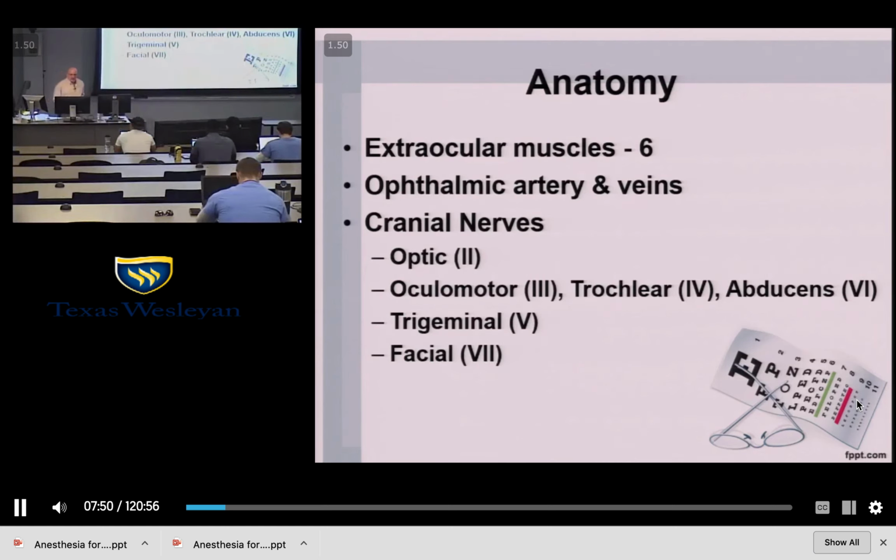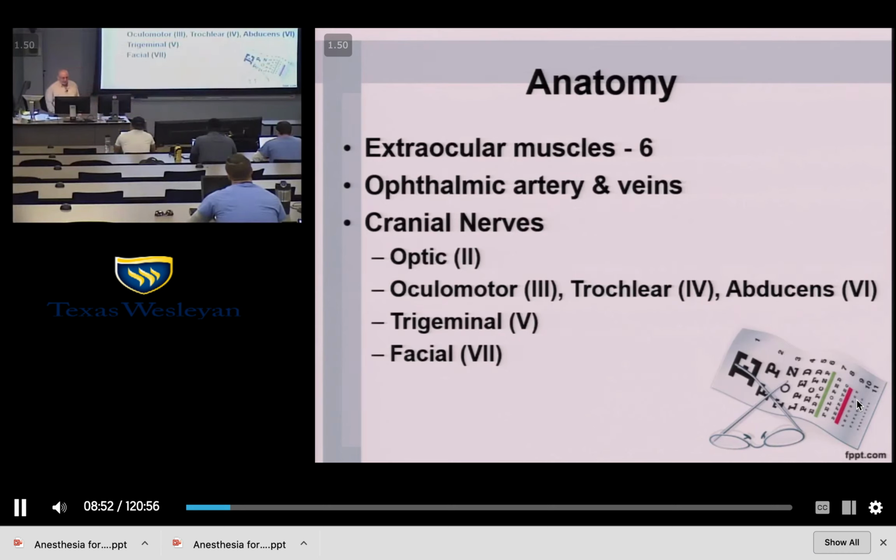The ophthalmic veins drain right into the cavernous sinus to carry blood away. Obviously, you know what the optic nerve does. It provides neural signals from the retina. The oculomotor, trochlear, and abducens cranial nerves control extraocular muscle movement. The trigeminal nerve, the 5th cranial nerve, provides touch and pain sensation. The facial nerve provides motor innervation to the orbicularis oculi muscle. If the facial nerve is blocked, the patient cannot blink, and therefore cannot squeeze their eyes shut. All right? So the patient can't blink, and they certainly cannot squeeze their eyes shut.